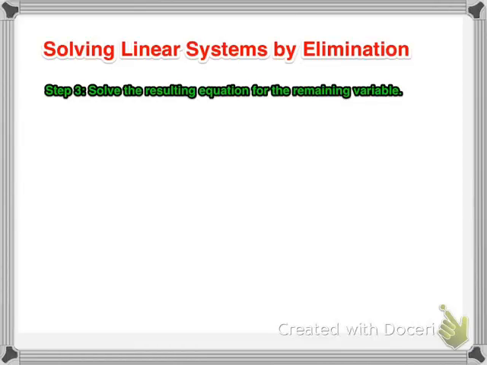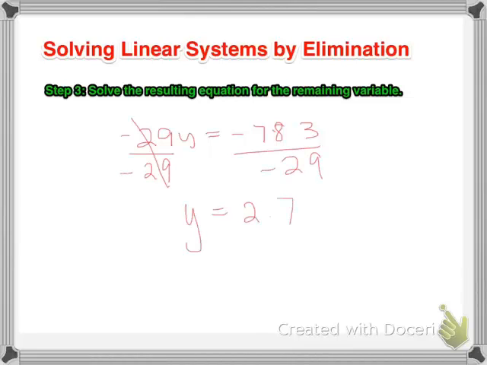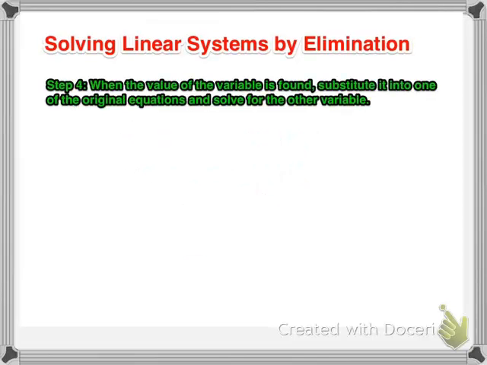That is to solve the resulting equation for the remaining variable. I had negative 29y equals negative 78.3. Dividing both sides by negative 29 gives me that y is equal to 2.7. Now that the value of that variable is found, step 4 is to substitute it into one of the original equations and solve for the other variable.